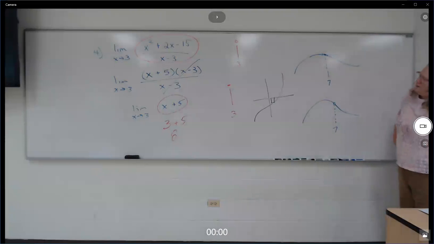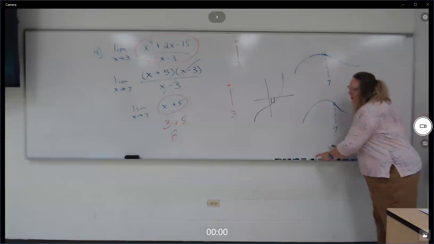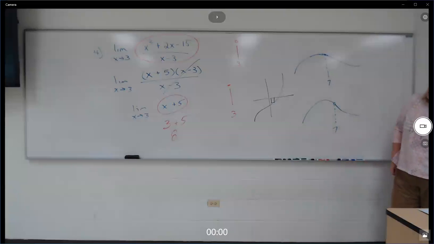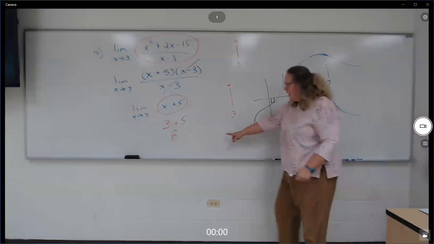I'm trying to think if there's anything else. Sometimes I write notes. What else? Okay, so what is this 8?